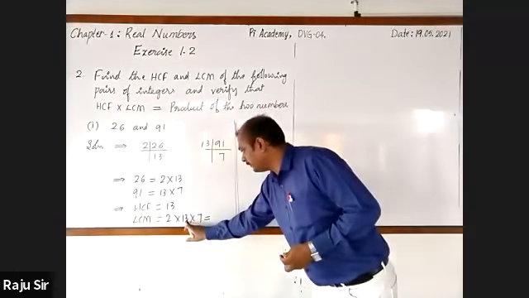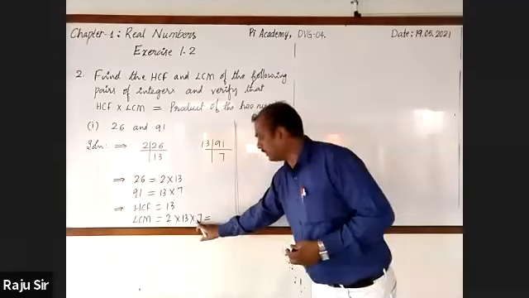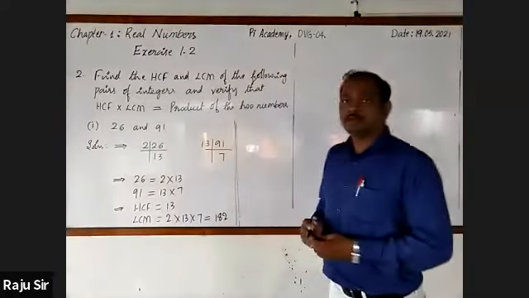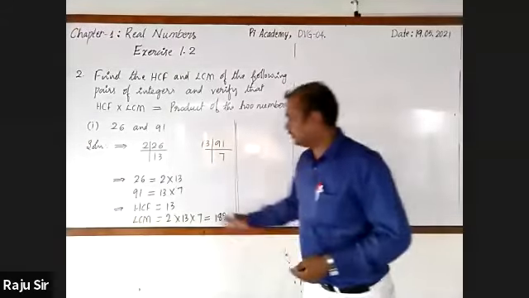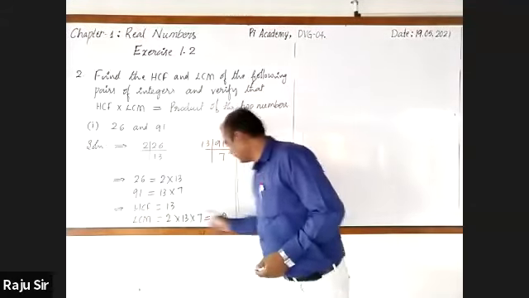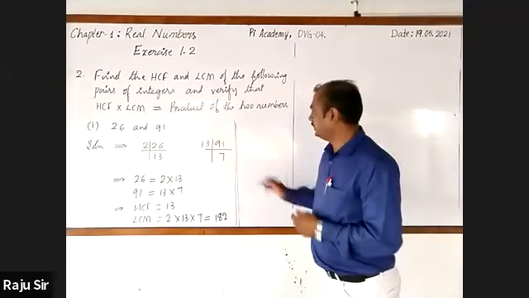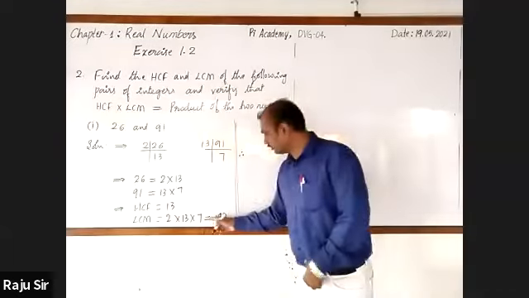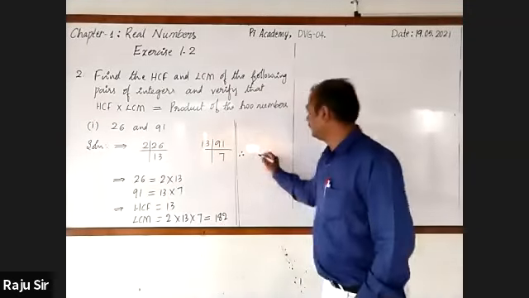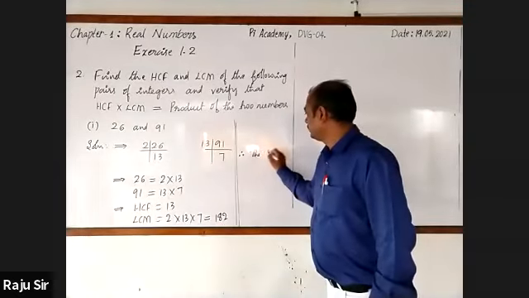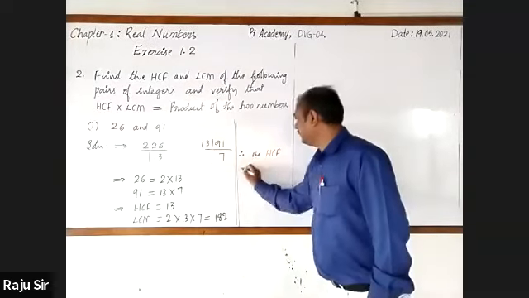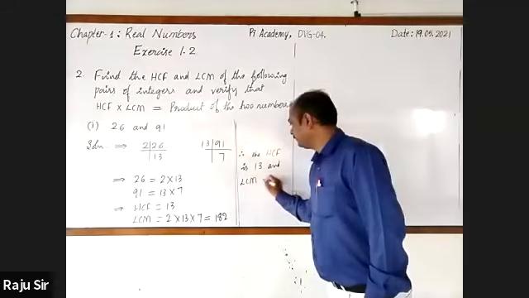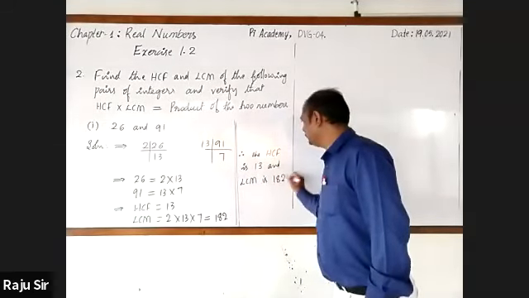Now let's multiply. 13 sevens are 91. 91 twos are 182. So very good, very good. Yes. HCF is 13 and LCM is 182. Let me write the conclusion here. But you should write the conclusion just below the statement. Therefore, the HCF is 13 and LCM is 182.